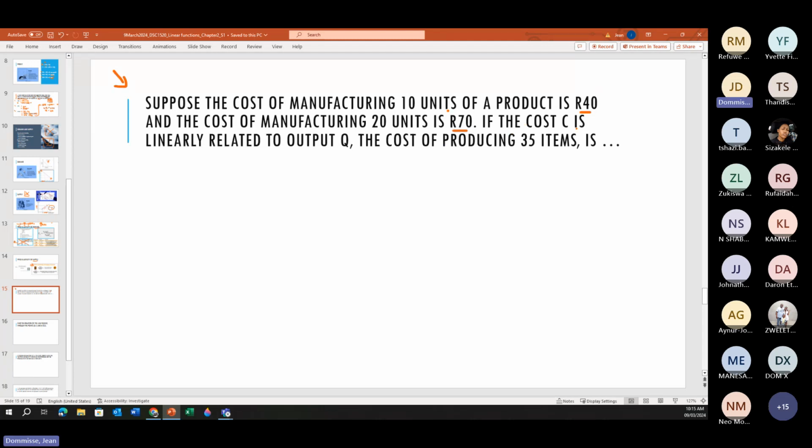If a cost C is linearly related to the output, the cost of producing 35 items is... Okay, so we actually haven't done this in this study unit. We will cover it next week. But basically, you would have had this already in assignment 1.